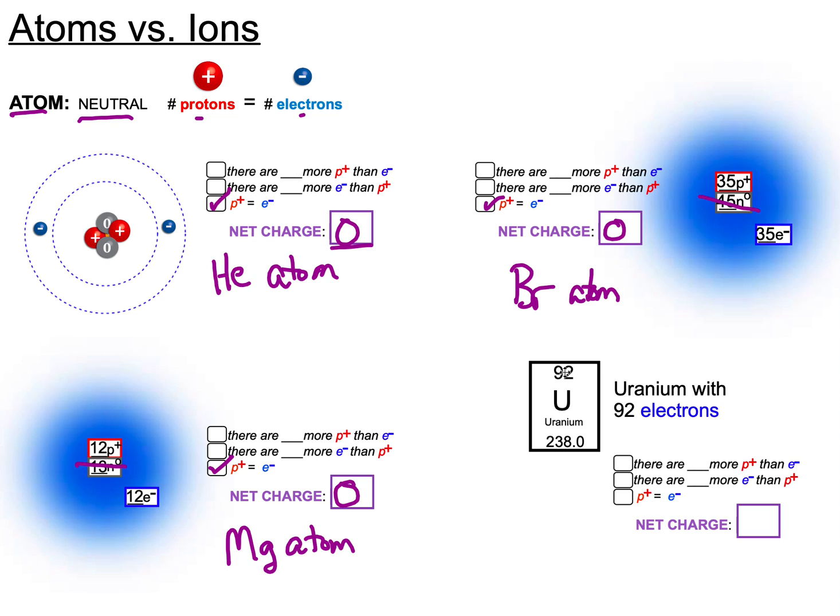And finally, I've got the box from the periodic table, and I see that it's uranium with 92 electrons. So if I remember, that number on the periodic table, this atomic number, equals protons. So that means there's 92 protons and there's 92 electrons. Those are equal. They cancel each other out. I have a net charge of 0. This is a uranium atom. So you use the word atom whenever it's neutral.